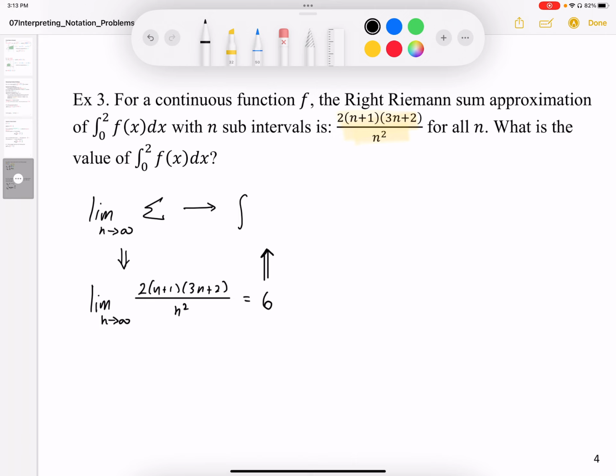So the answer to this then is the area under the curve from 0 to 2 of whatever this function f of x is, that's equal to 6. And so we don't need to go and convert this notation into an f of x function, because we can just take the fact that the limit of the n notation is going to give us the exact area under that integral.